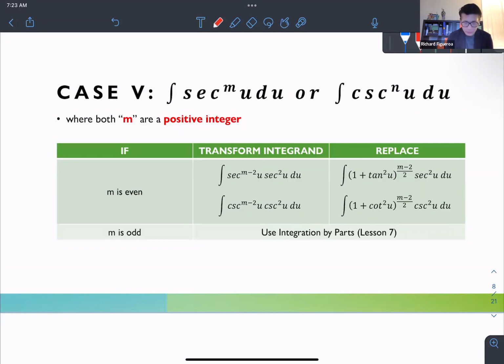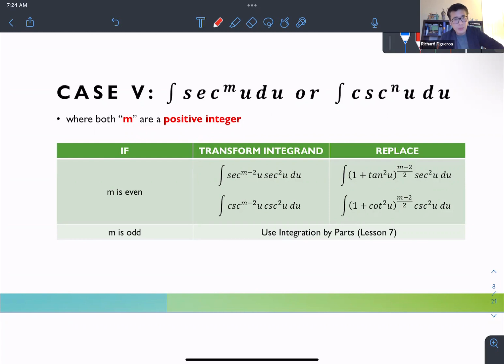When m is odd, we use integration by parts, which is beyond our lesson. We'll be discussing that once we proceed with other integration techniques, which is integration by parts. So that's why our example this time will just be limited to when m is even.